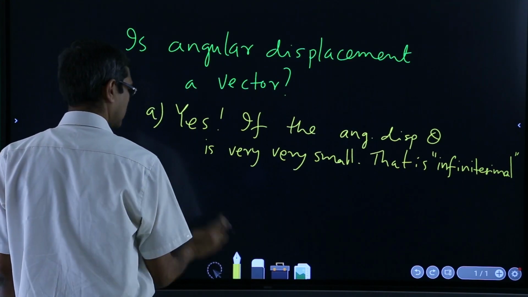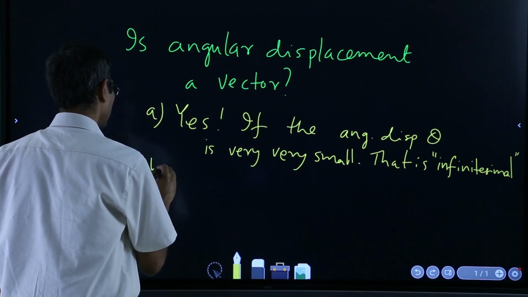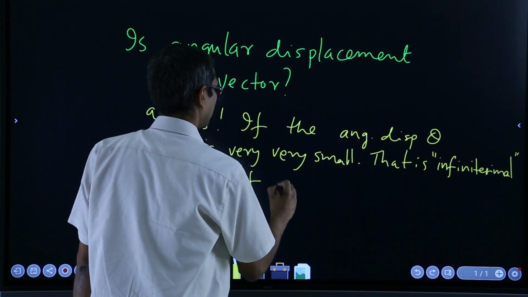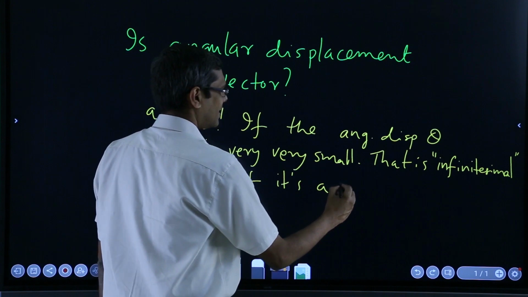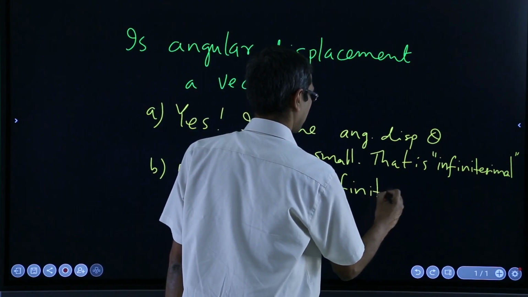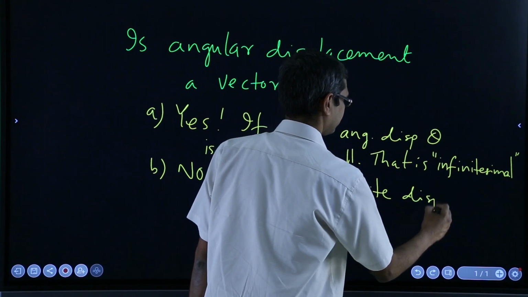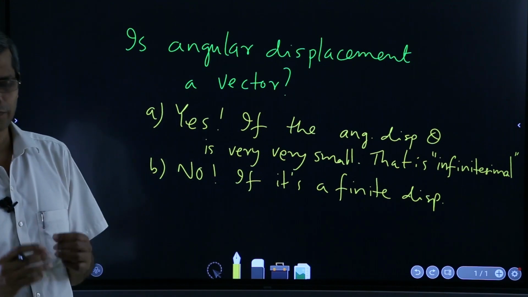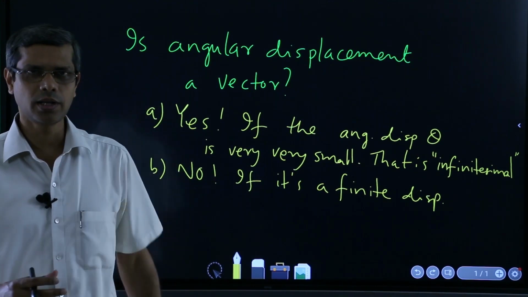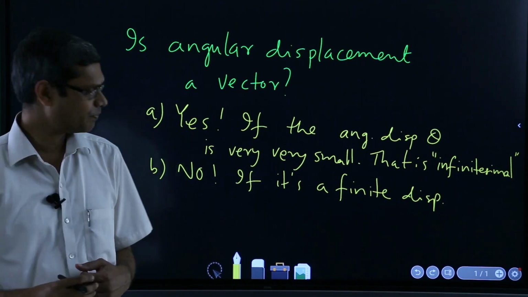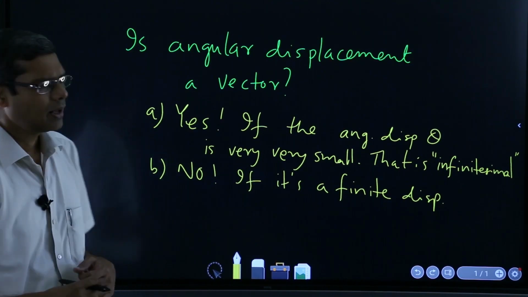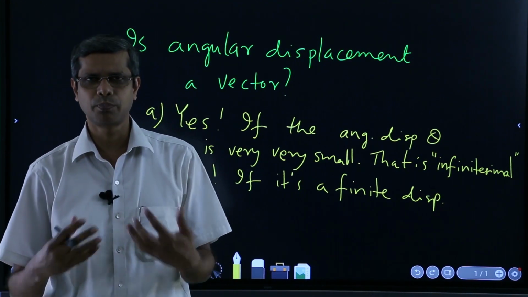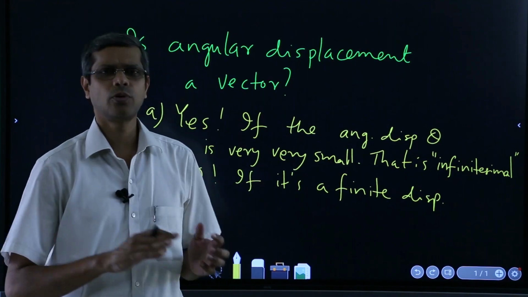Then the answer is no if it is a finite displacement. That means, if theta is a large value which is not infinitesimally small, then you cannot call it a vector. Now, why so? There is a very nice way of mathematically proving it, but we will not go into that.